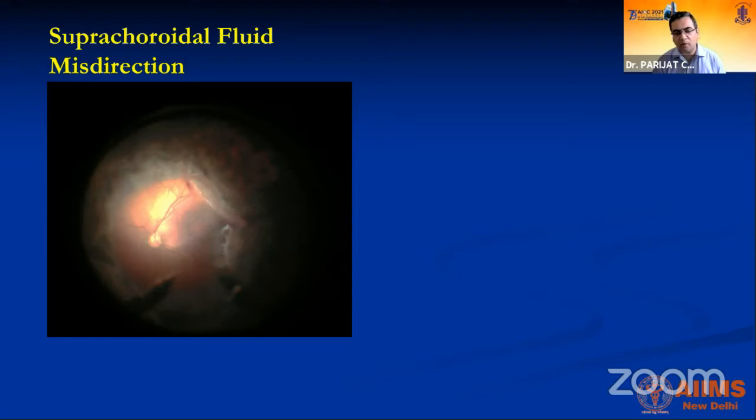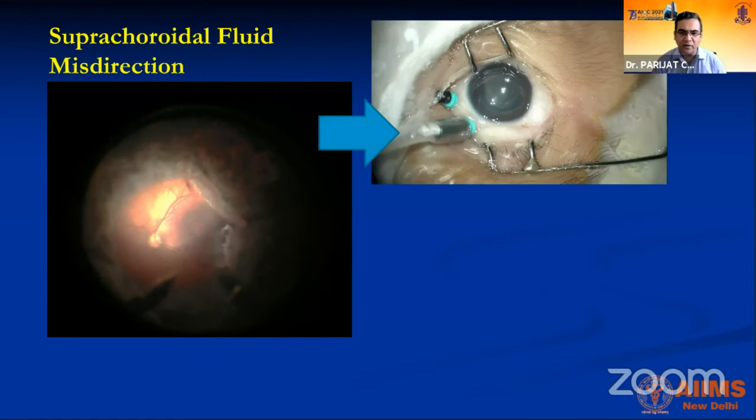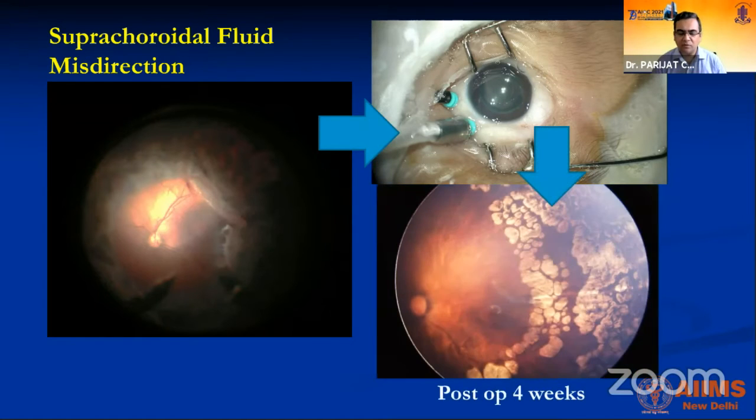Again, you see all the problems are mostly happening because of a small eye and difficulty of instrument access. So sometimes if the eye is small and your instruments get misdirected, fluid can go into the suprachoroidal space. So again, you don't need to worry. Just put air inside, let the fluid come out naturally from the suprachoroidal space, and the outcomes can be good later as well.